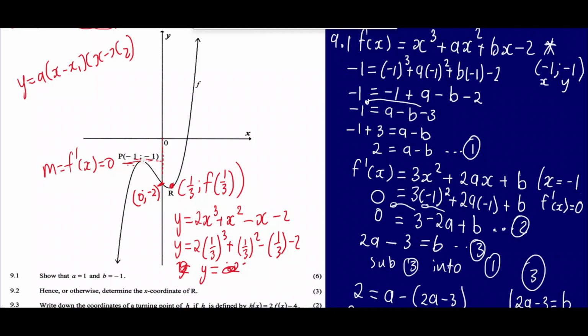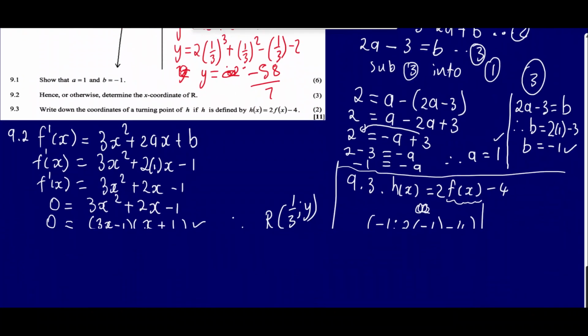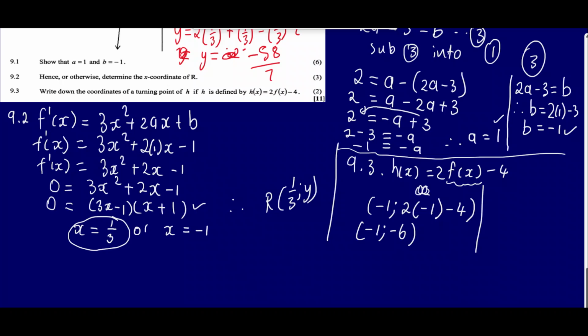cubed plus 1/3. So we're first getting the coordinate before we can transform it. So plus 1/3 squared minus 1/3 minus 2. The answer is going to be -58/27. So this here is the y coordinate of the point R.